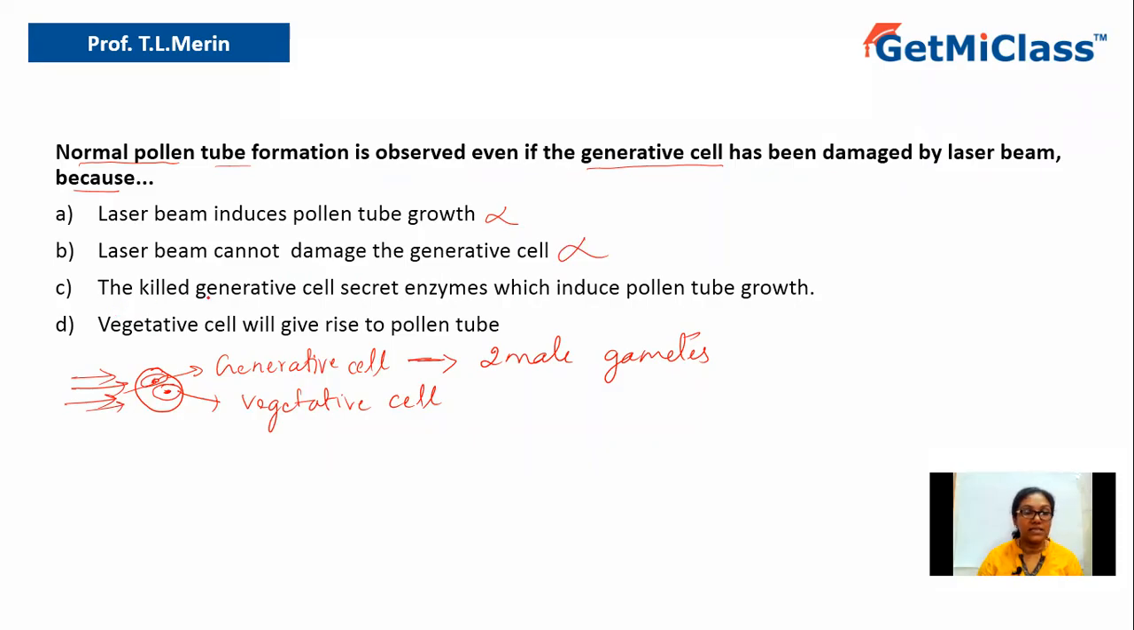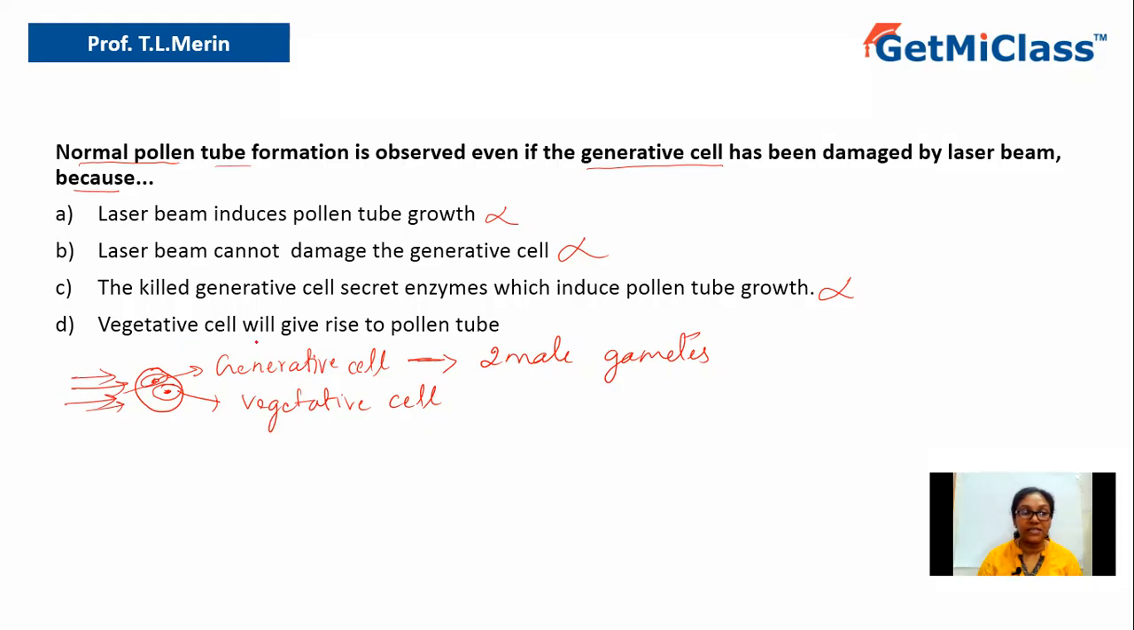Then option C says the killed generative cells secrete enzymes which induce pollen tube growth. No, the cell has already been killed, so how can it secrete enzymes? It may contain enzymes within it, and only when it ruptures could we say that maybe those enzymes would have helped in the germination. But the cell has been killed, and nothing about bursting of the cell has been mentioned here. Hence, option C is ruled out.